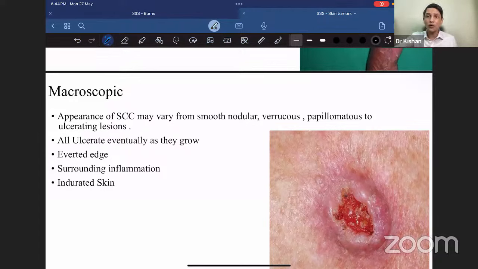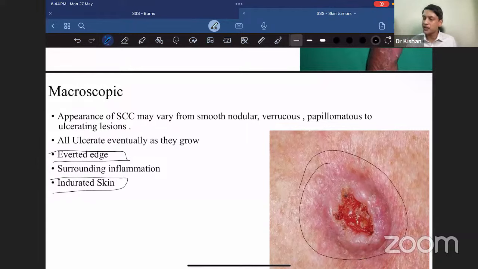And clinically, how do we diagnose SCCs? By the everted edge and indurated skin. Maximum induration is seen in SCC. All the surrounding area becomes hardened, in the subcutaneous plane. That's called induration. You cannot see it, but when you touch, you can feel that hardness. So what about the edges? They're rolled up and everted, falling over the normal skin as well. That's called everted edges. And some amount of surrounding inflammation also you can see. These are the features of SCC.